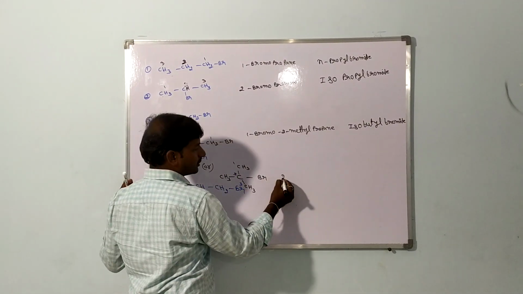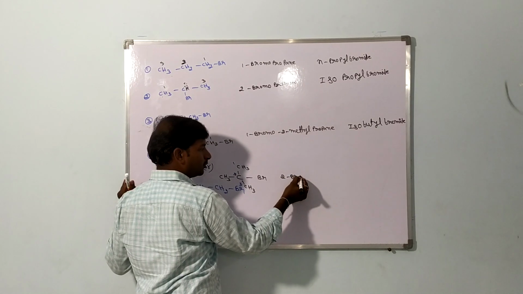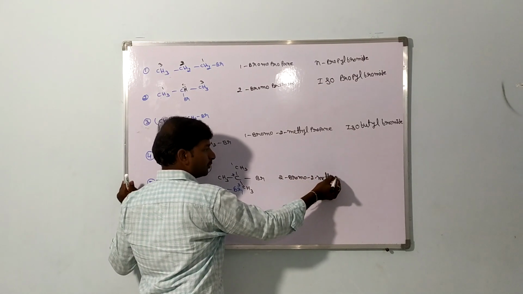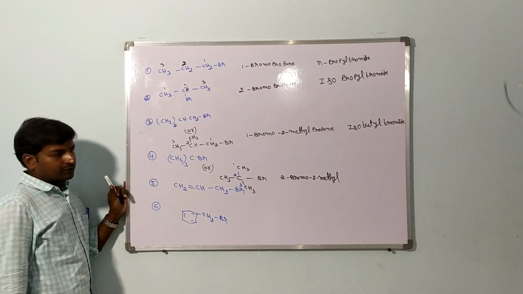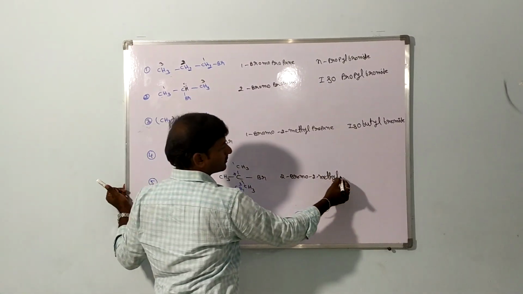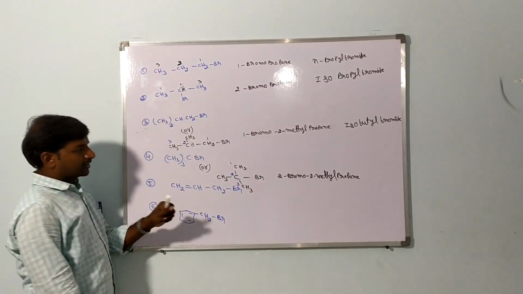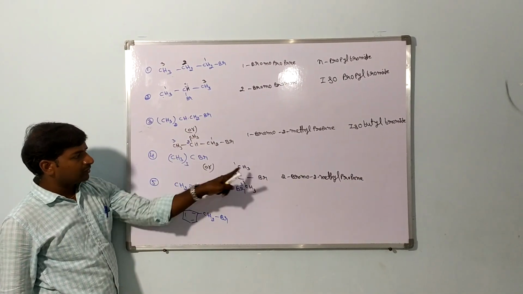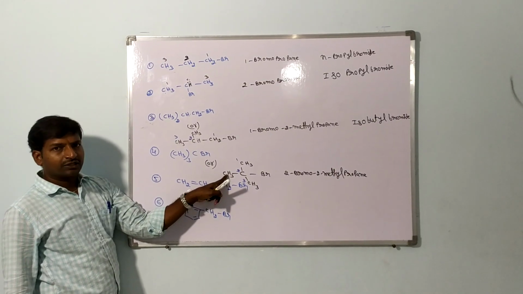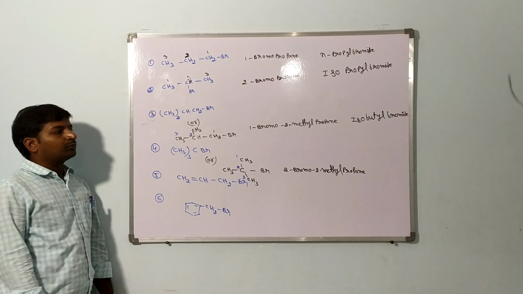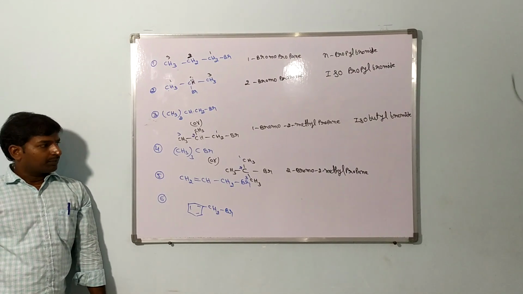So first you have to write the bromo. 2 bromo 2 methyl. So total 3 carbons are present, so that's why that is the propane. So second position bromine is present, 2 bromo. Second position methyl also there, 2 methyl. Total 3 carbons are there, so that's why propane. 2 bromo 2 methyl propane.